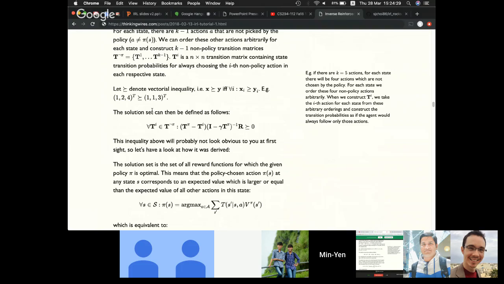So what we want to do is define a solution set as follows. Can we decompose what this means? Anyone want to take a try at this?